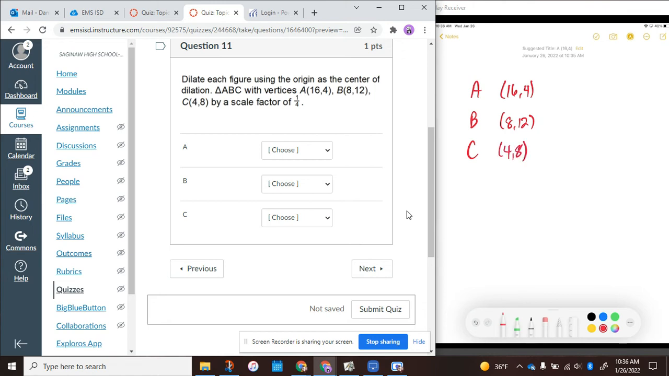And it tells us the scale factor is 1/4. So all you got to do is multiply all of these values times 1/4. So 1/4 of 16 is 4. Fourth is going to be 1. Okay, we're just multiplying all of the x values times 1/4. That's all it is.